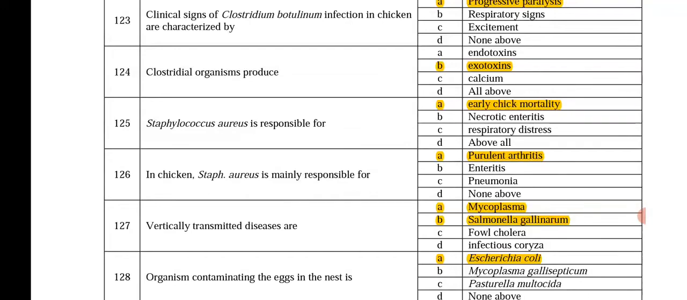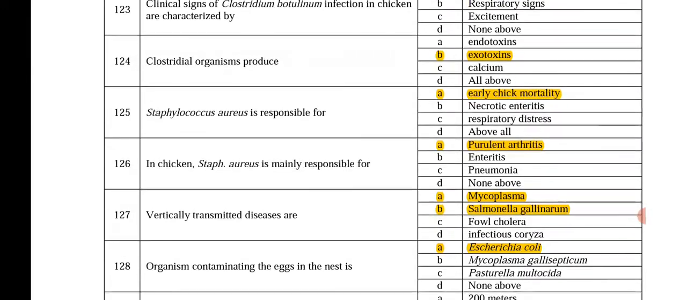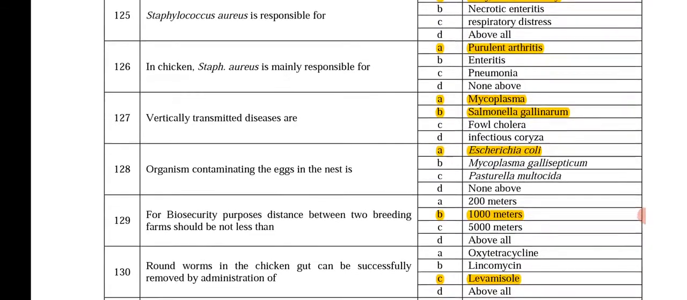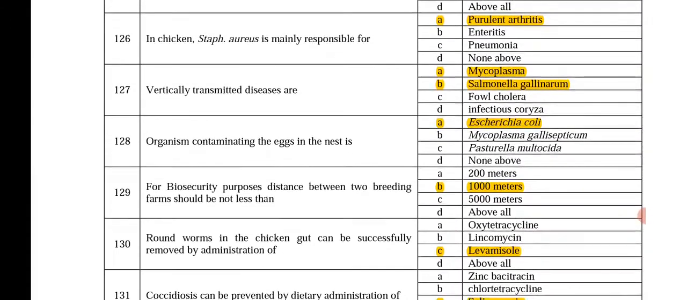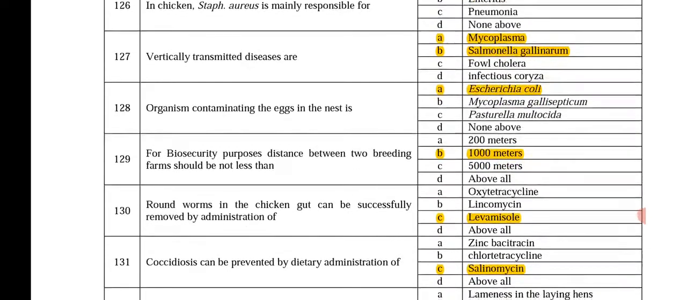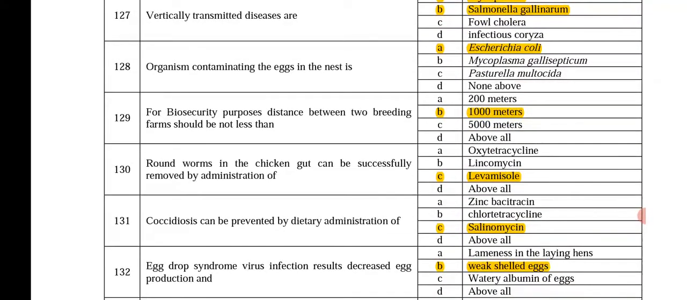Staphylococcus aureus is responsible for early chick mortality. In chickens, Staph aureus is mainly responsible for purulent arthritis. Vertically transmitted diseases are Mycoplasma and Salmonella gallinarum. The organism contaminating the eggs in the nest is E. coli. For biosecurity purposes, the distance between two breeding farms should not be less than 1 kilometer.